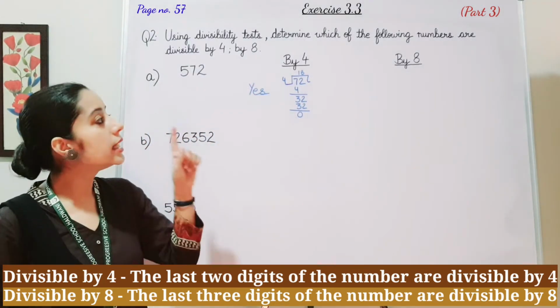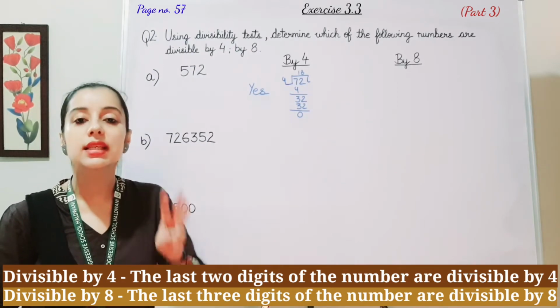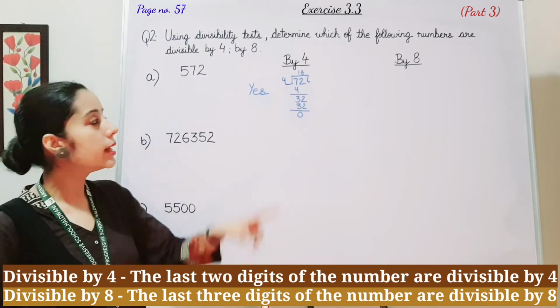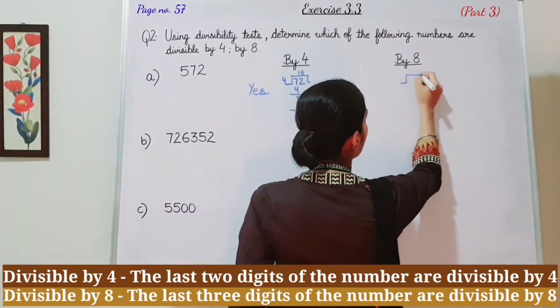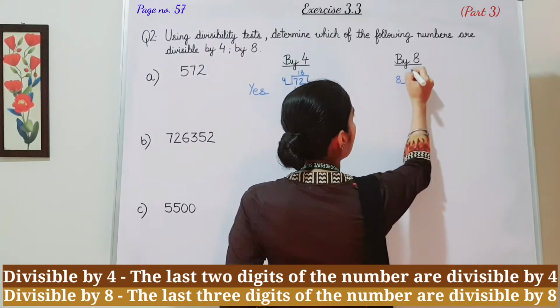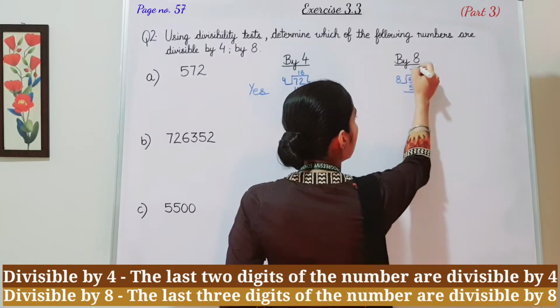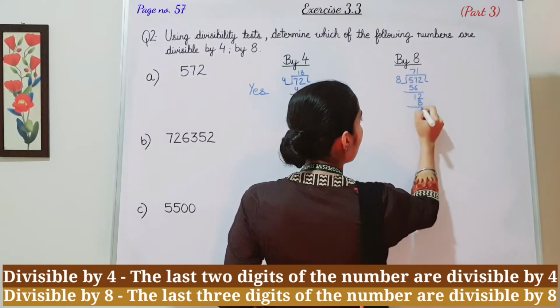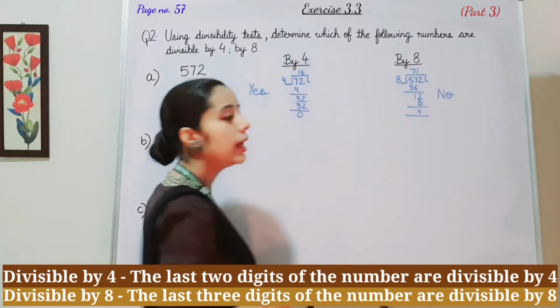So now next, divisibility by 8. For checking divisibility by 8, we take the last 3 digits. But here the number is of 3 digits. So it is 572 divided by 8. 8 sevens are 56. 12. 8 ones are 8. So we have a remainder left. So it is not divisible by 8.